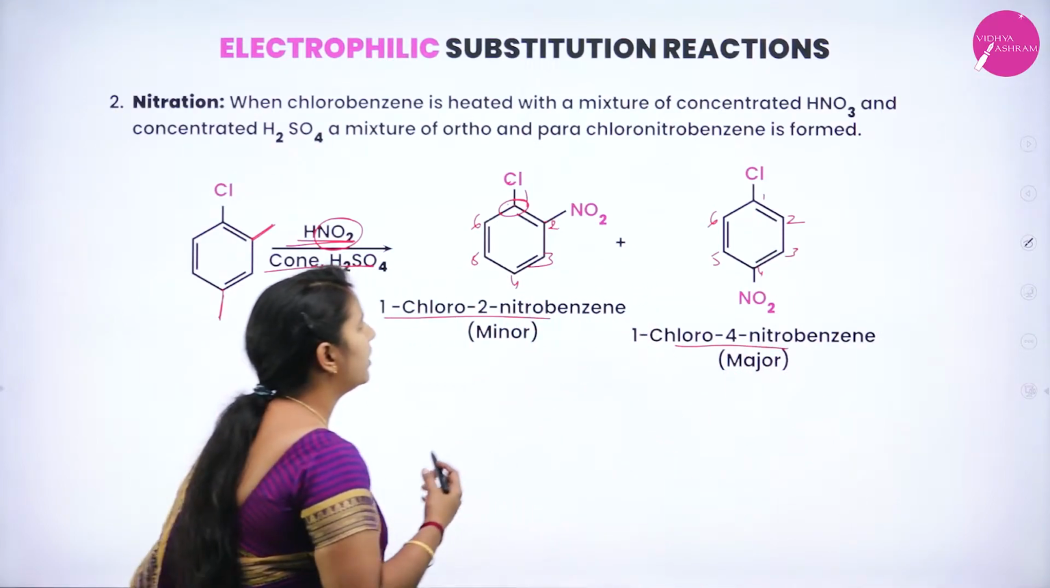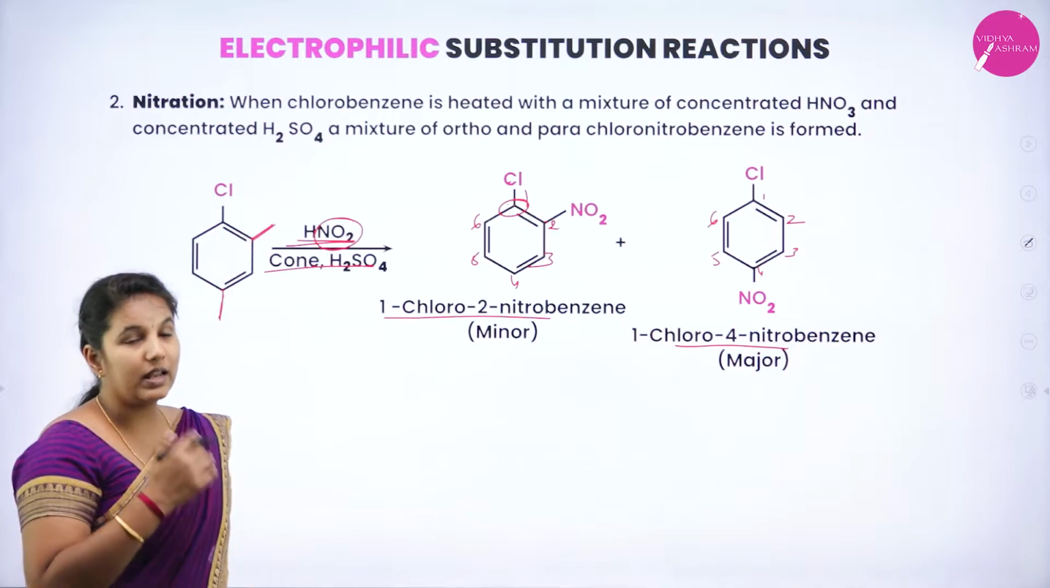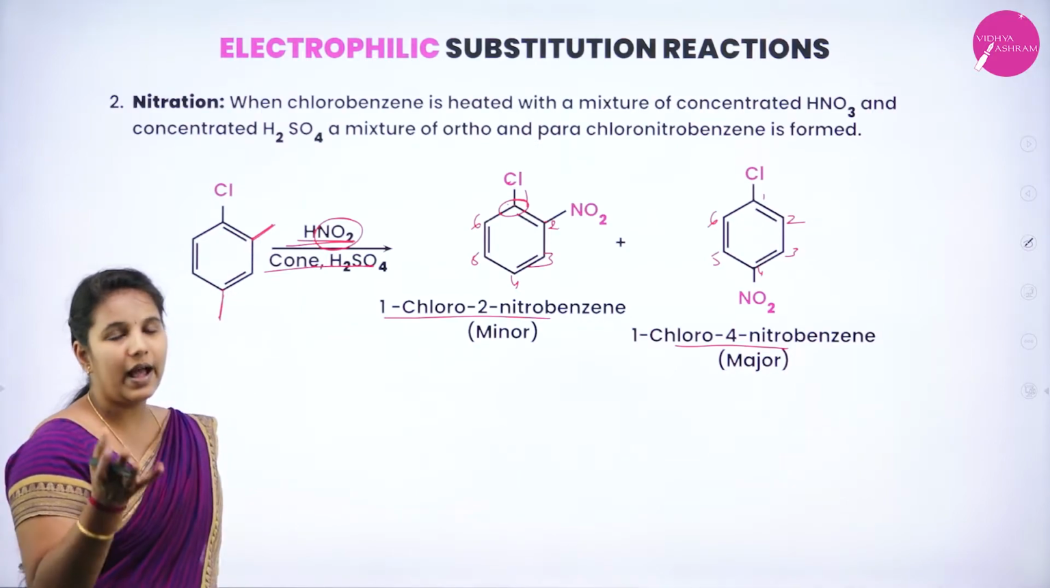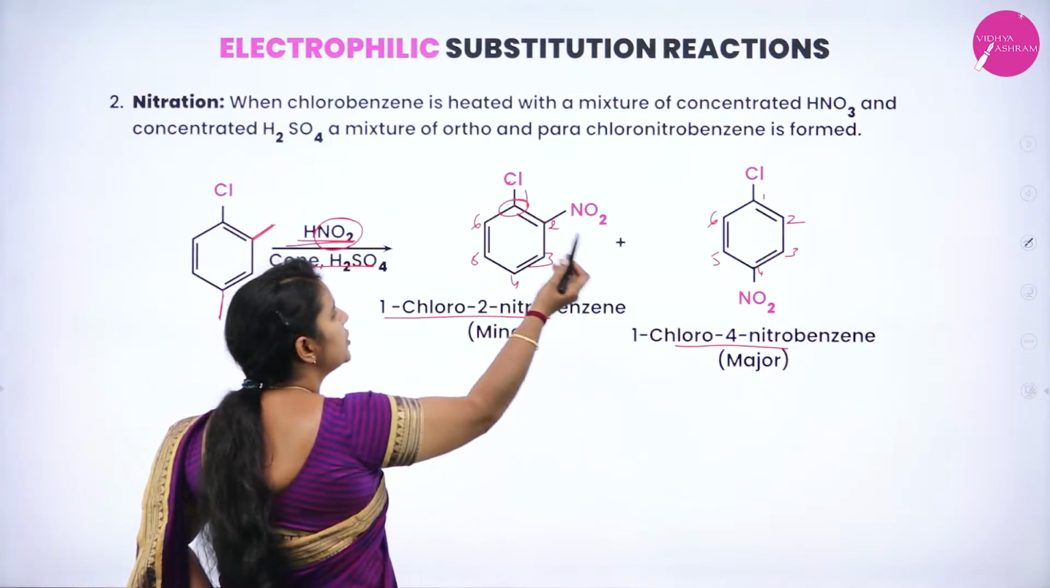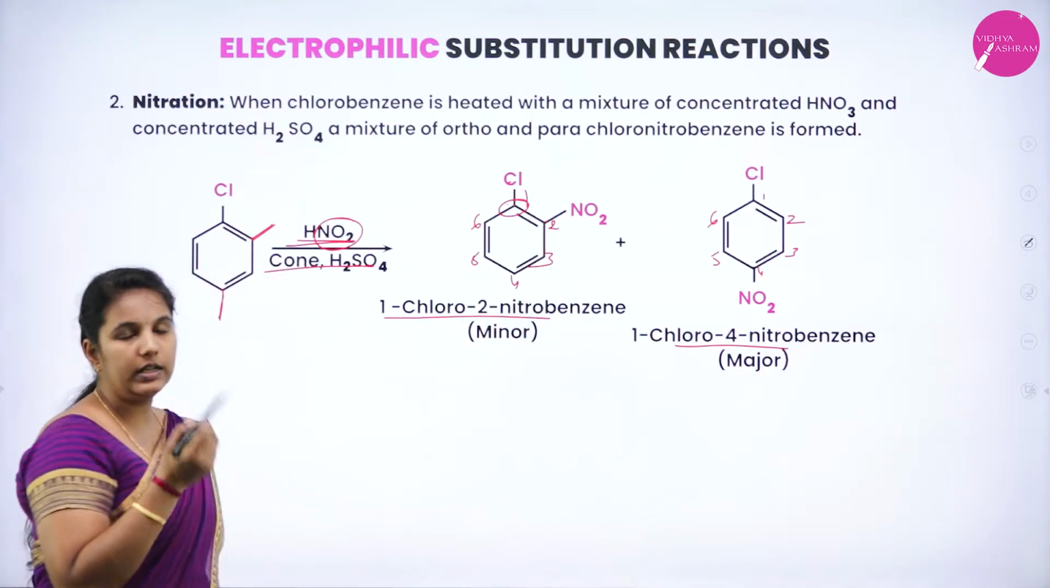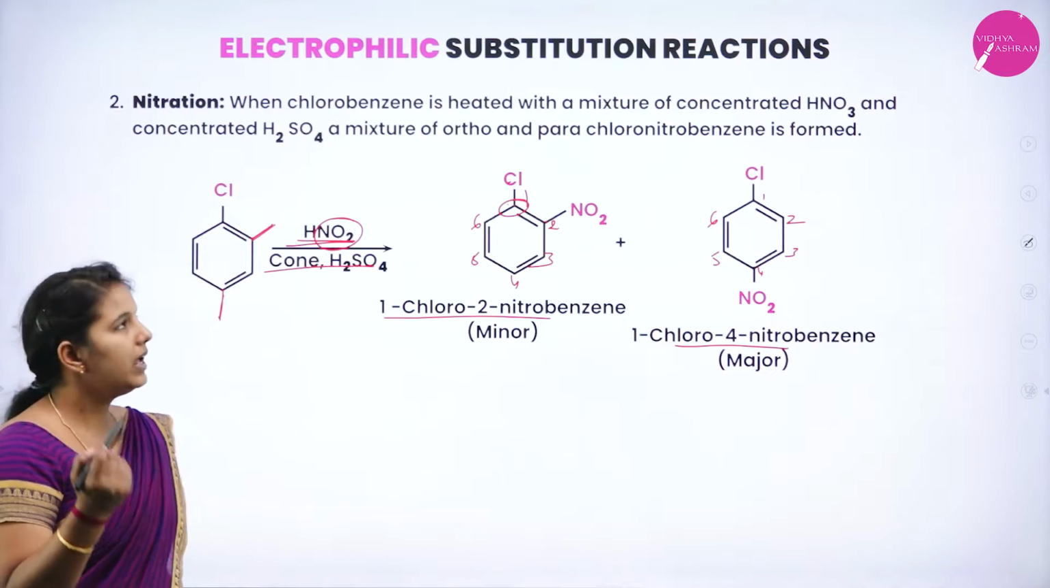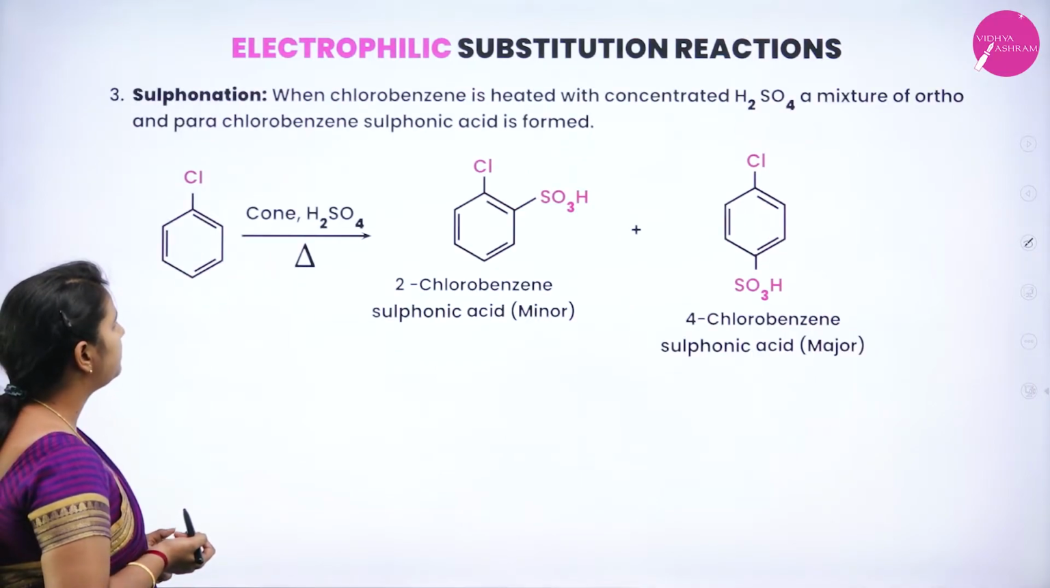And the name of this compound is 1-chloro-4-nitrobenzene, which is nothing but a chloronitrobenzene, where the nitro group, again it is an electrophile, got attacked at the ortho position as well as at the para position. Thereby, it undergoes electrophilic substitution reaction.